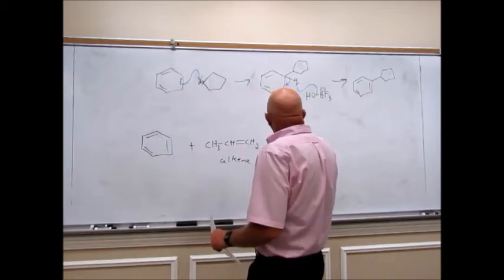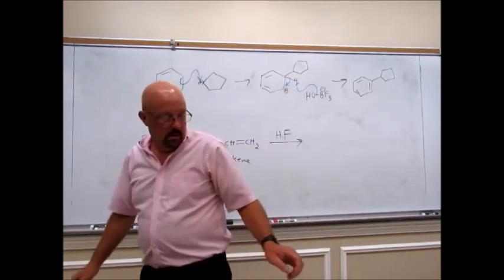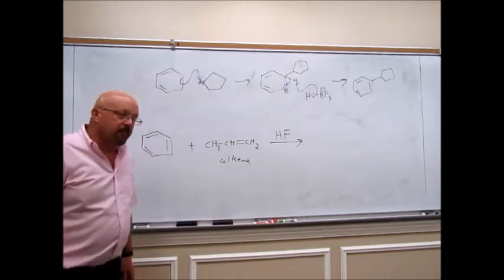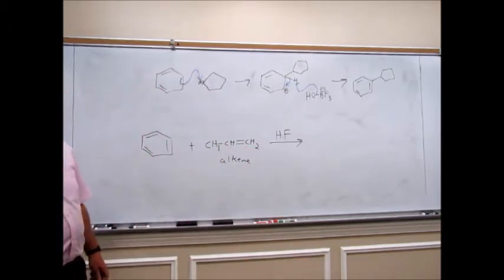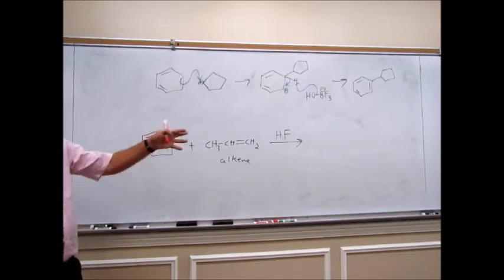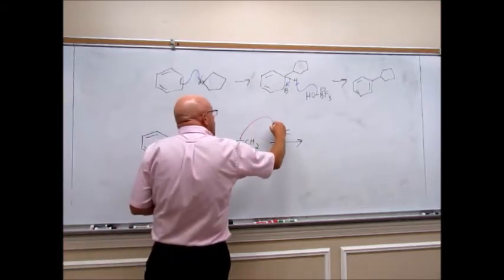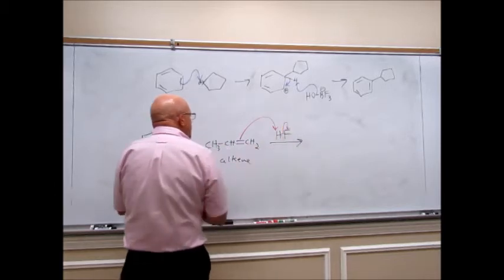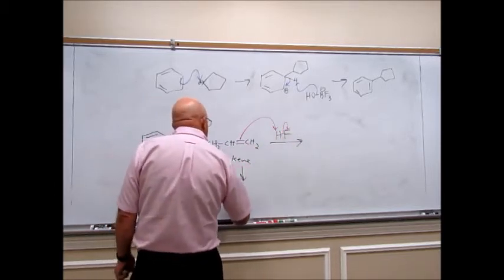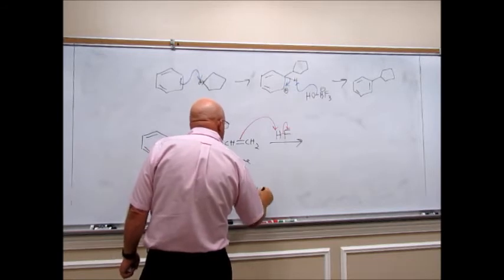Now for the alkene, we're going to use HF. We're going to use HF because we need a proton, an acid, to protonate the double bond. And then the fluoride anion is a poor nucleophile. So we need a poor nucleophile. I don't want the halogen to add to the cation. We want the cation to react with the aromatic ring. So fluoride is a very poor nucleophile. So this protonates the double bond, and that gives us the carbocation.